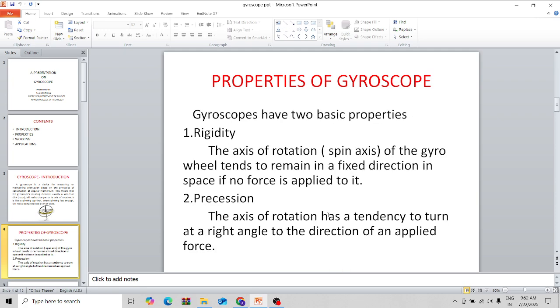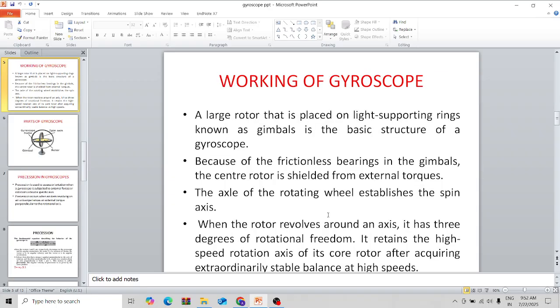So the main properties of gyroscope, the two basic properties, are rigidity and precision. Rigidity is the axis of rotation of the gyro wheel, which tends to remain in a fixed direction in space if no forces are applied to it. Precision is nothing but the axis of rotation has a tendency to turn at a right angle to the direction of an applied force. The working principle of gyroscope is explained here.